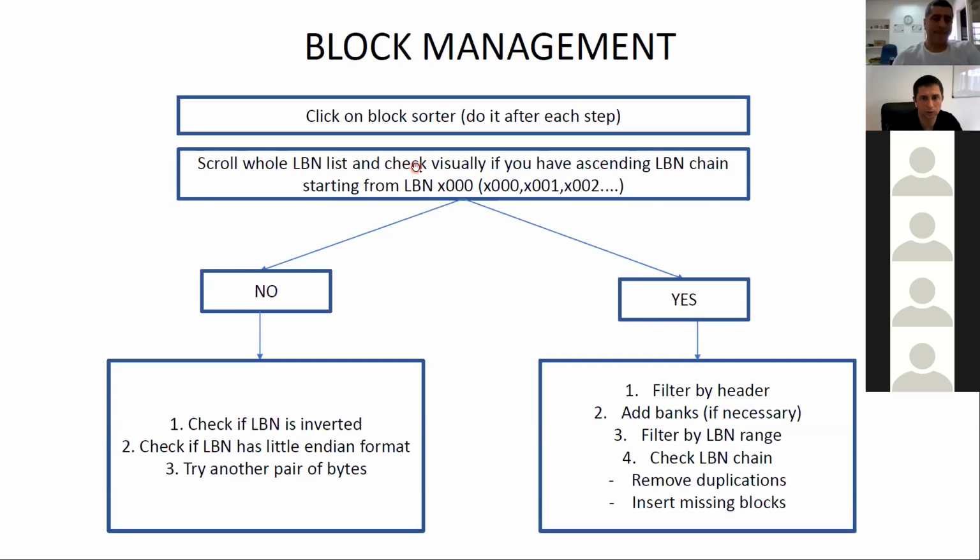Yeah, let's discuss it now, and then we will come back again to this diagram later. So once you got some list of markers, some list of LBN, you need to click the block sorter button, and it will sort all the LBNs in ascending order. It will try to do this. Then you should scroll the whole LBN list and check visually if you have ascending order of LBNs, like this one, 000, 001, and so on. And if you have this, then you proceed with these steps.